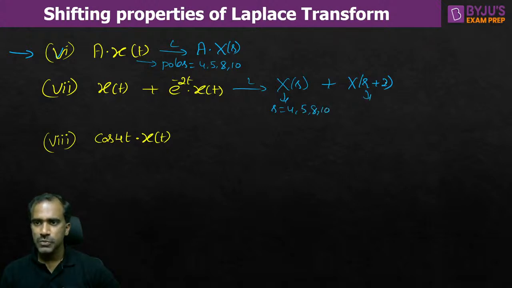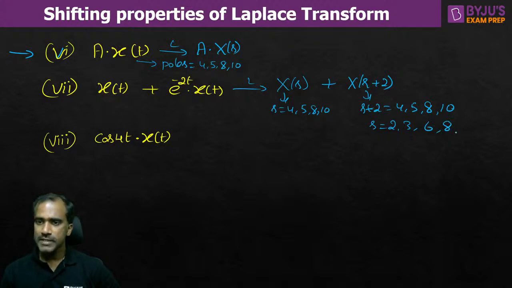How about the poles of this one? S is replaced with s plus 2. So s plus 2 should become 4, 5, 8 and 10. What are the values of s? Plus 2 onto the other side, it is 4 minus 2, which is 2. 5 minus 2 is 3. 8 minus 2 is 6. 10 minus 2 is 8. 2, 3, 6, 8. See here, one pole is common. So you can say repeated pole. It's not a repeated pole actually.